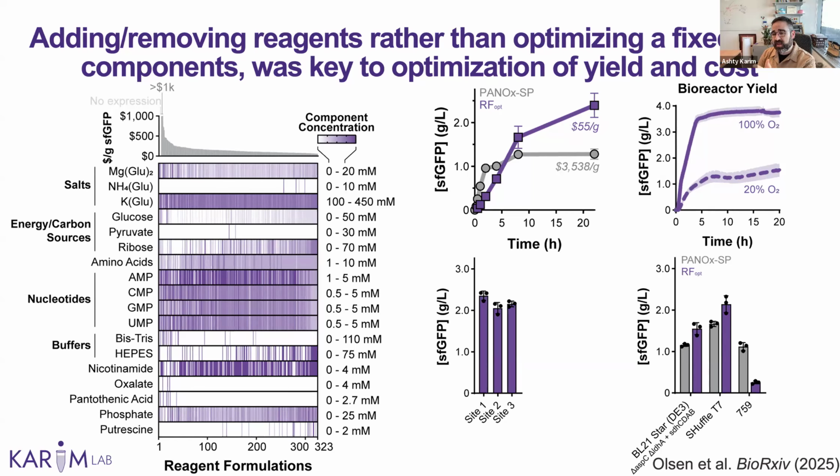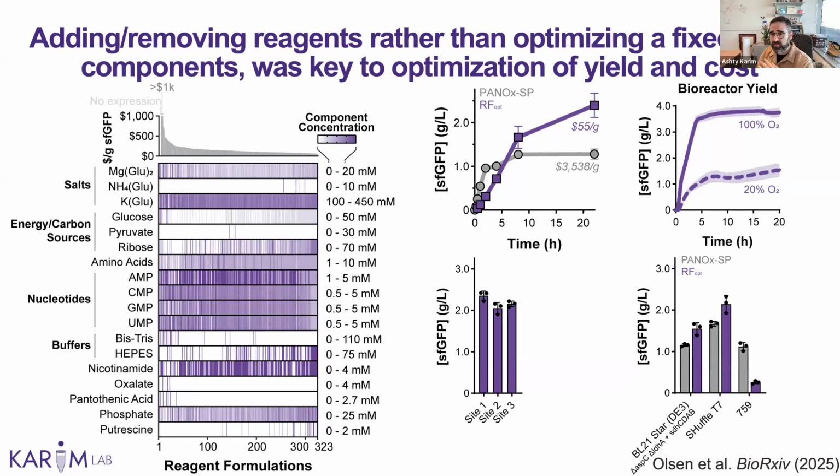We then, in collaboration with Govind Rao's group at University of Maryland, showed that we could put this in a 1 mL bioreactor and increase the oxygen transfer to increase the productivity of the cell-free reaction itself.